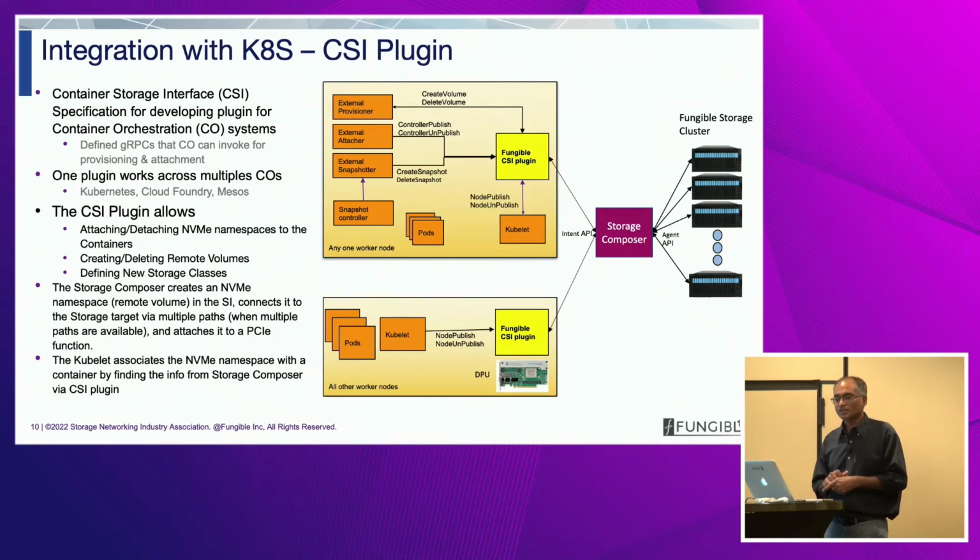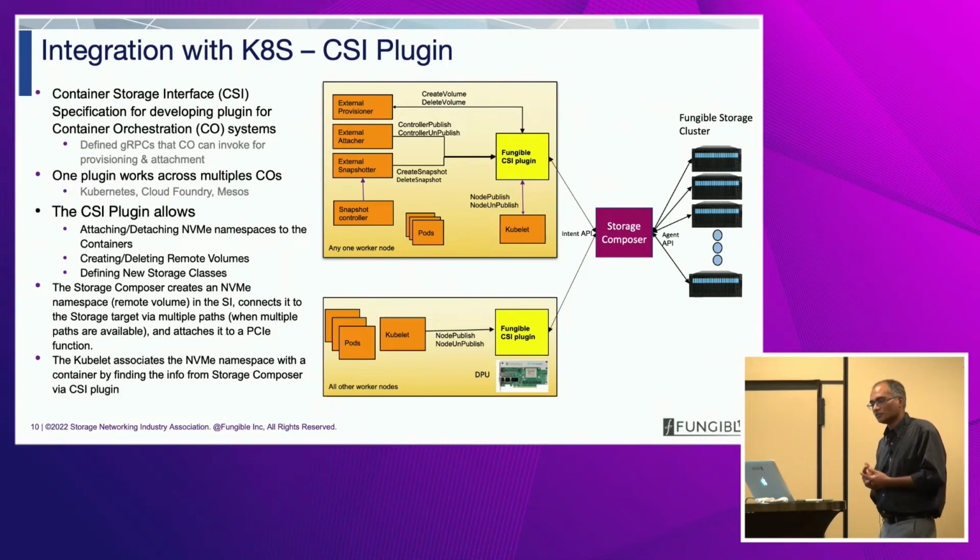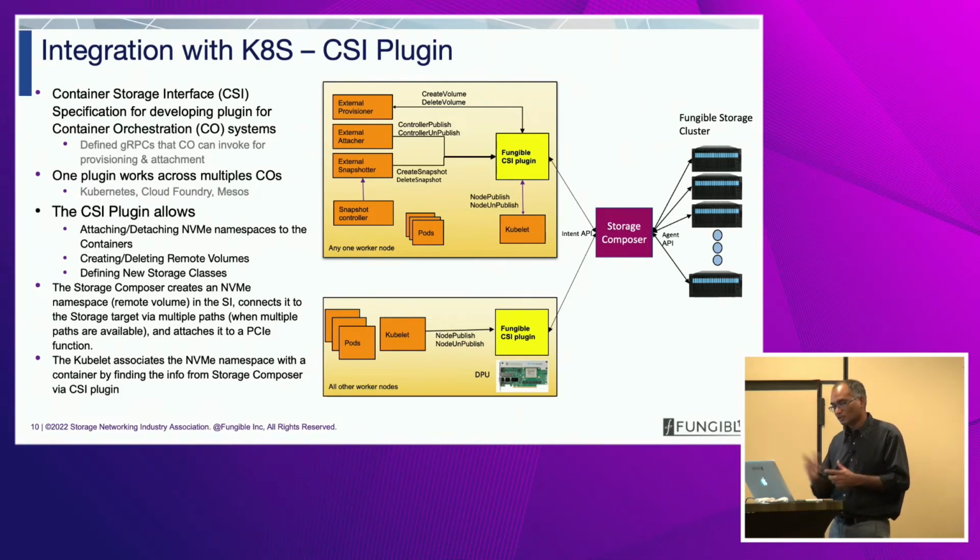Again, it uses a CSI plugin. CSI stands for Container Storage Interface. It is a specification for developing plugins for container orchestration systems. It has defined gRPCs that the container orchestration systems can invoke for provisioning and attachment, right? And one plugin works across multiple COs. We have tested with Kubernetes, but other COs like Cloud Foundry and Mesos can use the same plugin, right?